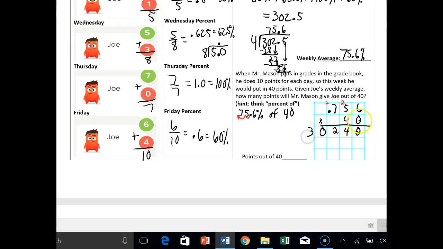I ran out of space there, but there are 3 decimals, or 3 numbers beyond the decimal, so I need to swoop 3 times. So swooping 3 times, Mr. Mason would give Joe 30.2 out of 40 points. That's what would go in the grade book. And the fraction 30.2 out of 40 is pretty close to 75%, right? 3/4 is 75%. It's approximately equal to the percent average he had of 75.6%. That's the end of part 1.